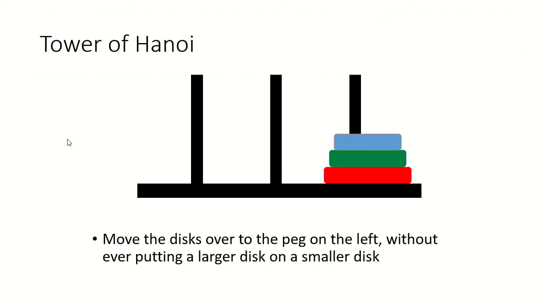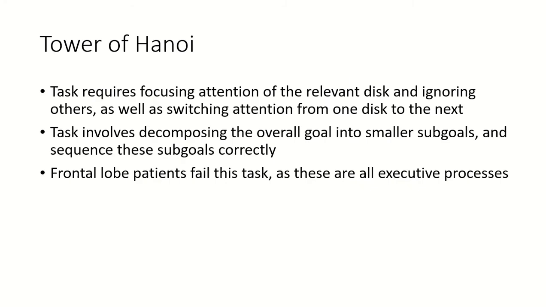So you see that this takes several steps and you need to break it down. And then what you need to do is actually select sub-goals rather than the overarching goal right from the get-go. So there's a couple of things here that need to be happening. First of all, you need to focus attention on the relevant disk and then ignore the other ones for the time being. But then also switching attention back and forth between the disks and decomposing the overall goal of getting that whole stack to the right into smaller sub-goals so that you can actually sequence those correctly and get one at a time done.